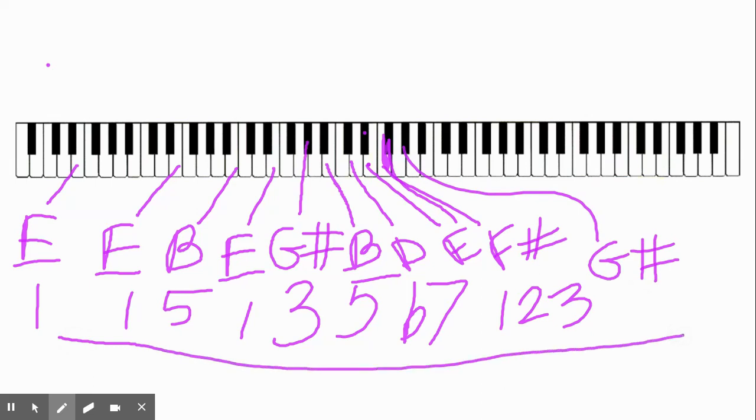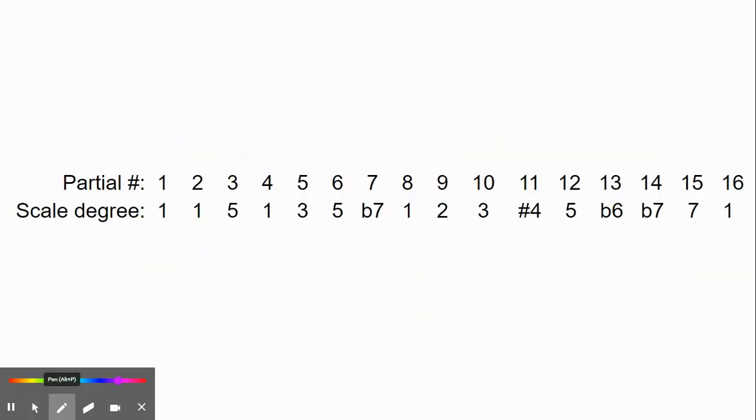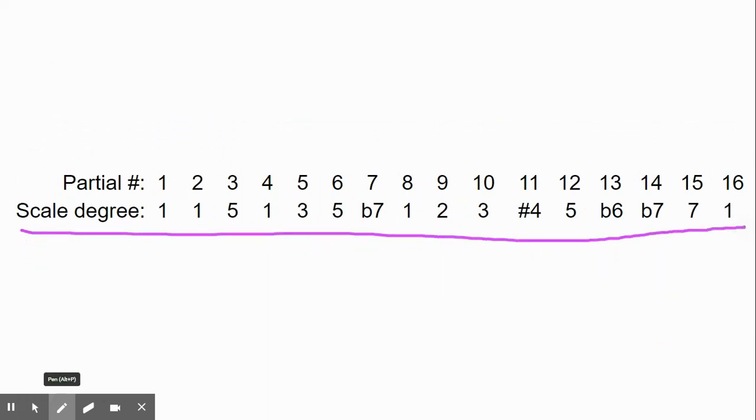So I will make a chart of some of these, but the best thing you can possibly do is to memorize the scale degrees. 1, 1, 5, 1, 3, 5, flat 7, 1, 2, 3. And if you want to keep going, sharp 4, 5, flat 6, flat 7, 7, 1, we really just need to there. You can keep going if you want to. I had to memorize to 16, so I went ahead and wrote it down. And they keep going, but we don't need those right now.